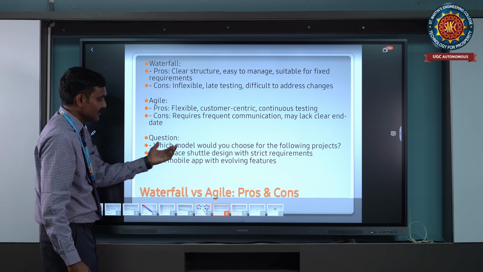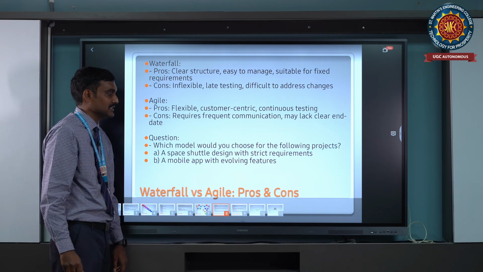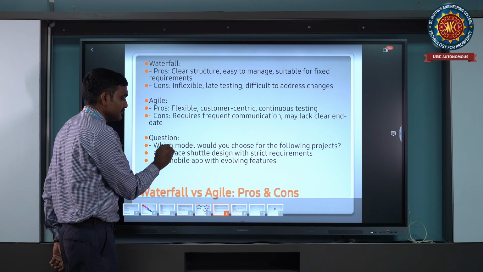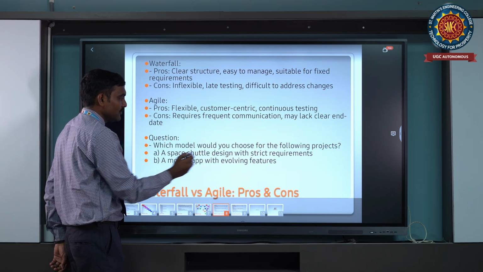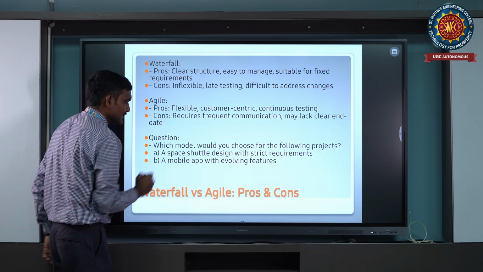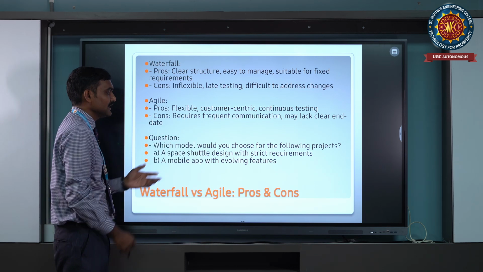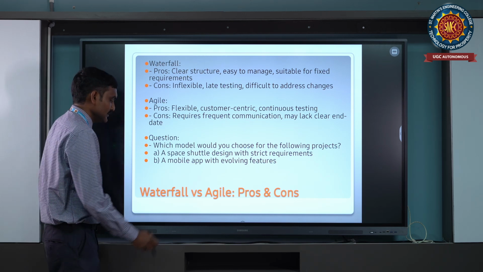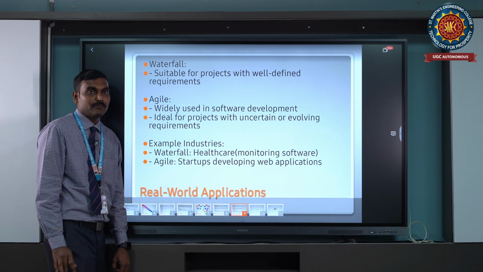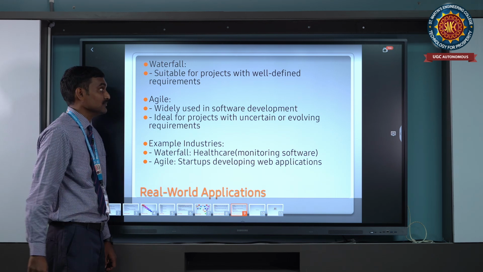So if you ask me a question, which model will be used for these two cases? For example, I am doing the space shuttle design. For that software, strict requirements are there. As strict requirements are there, the waterfall model can be used. Whereas in this case, a mobile app with evolving features, that means continuous improvement, you can go for the agile model. So this is the main difference: whenever there is a fixed requirement, go for the waterfall model. When there are changes, then go for the agile model.